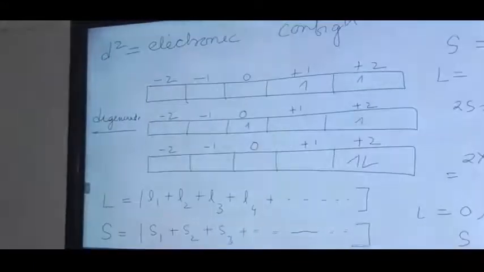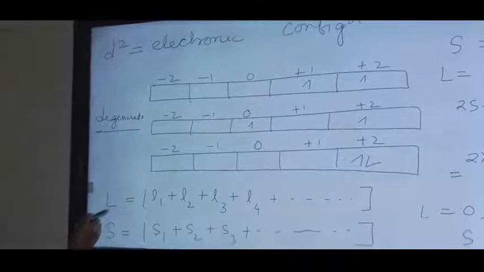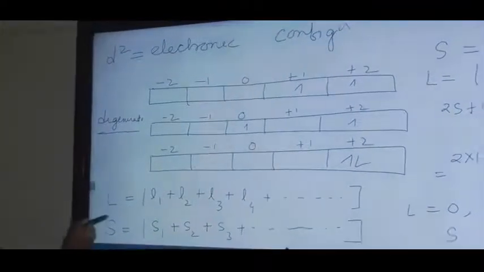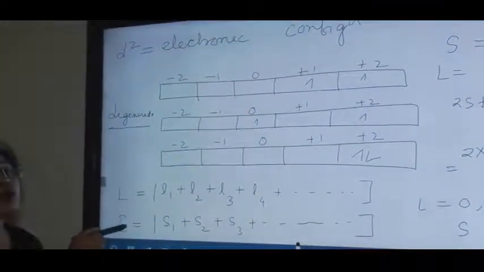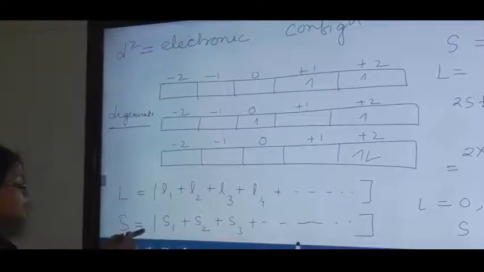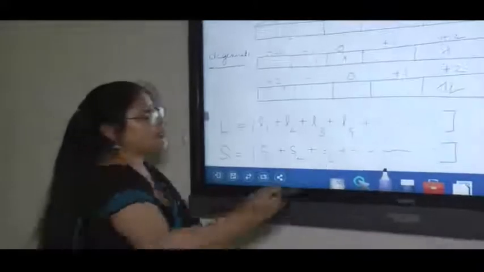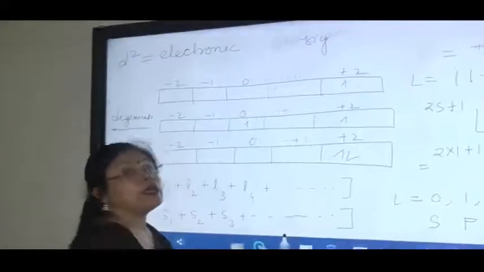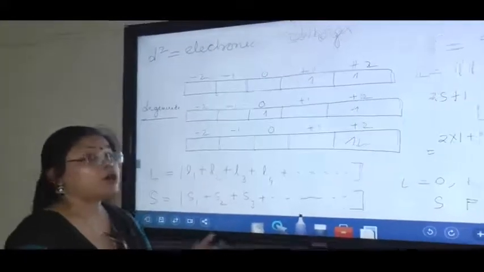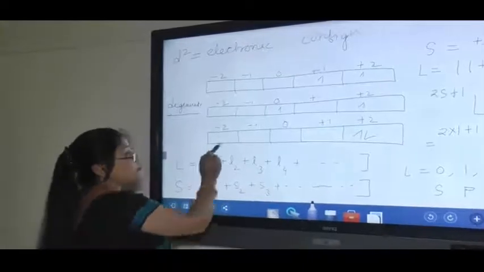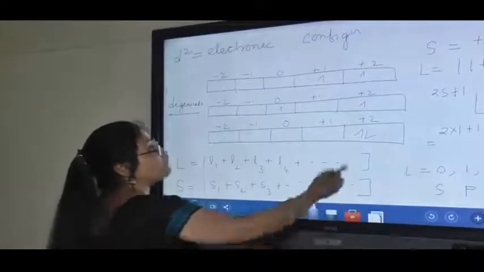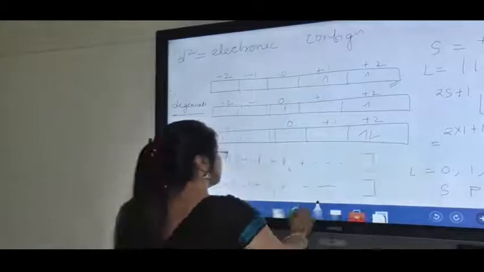But these microstates will give you different types of terms. If I take the first one, how to calculate the term? We have to calculate the total orbital quantum number contribution as well as the total spin contribution. These will give you the magnetic quantum number, or the L number, for the electron.